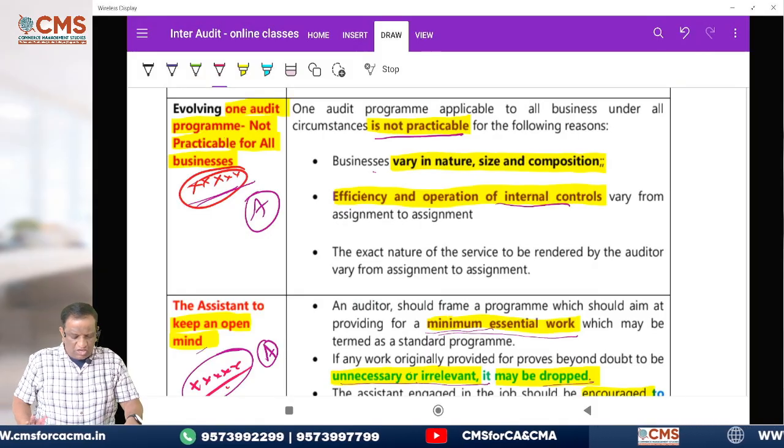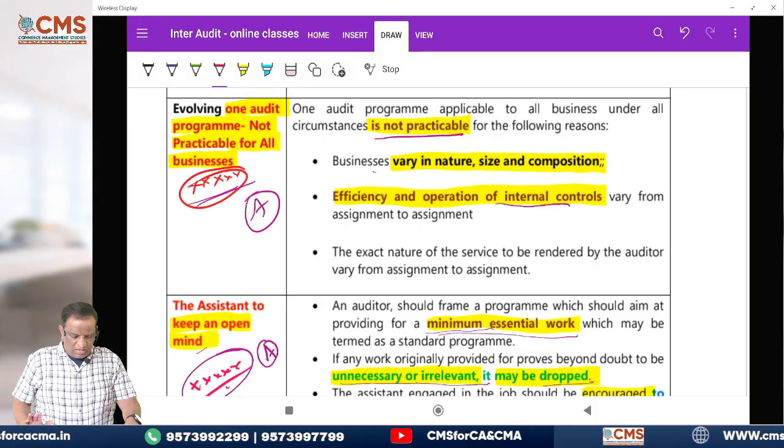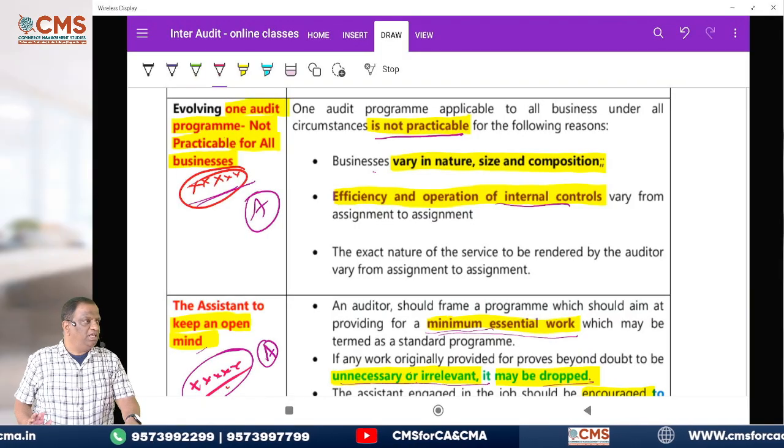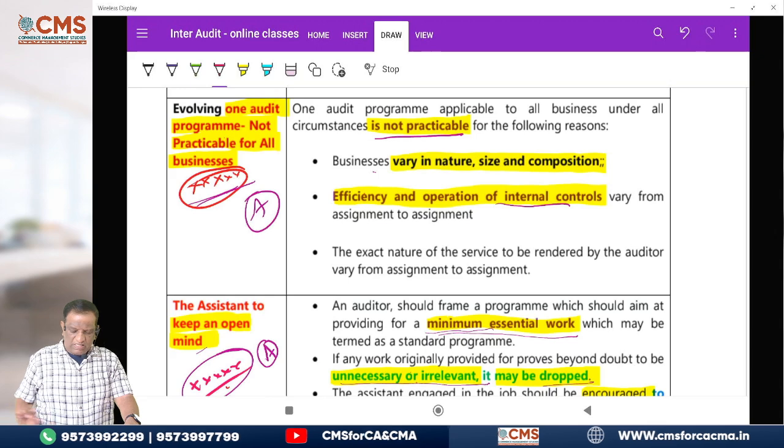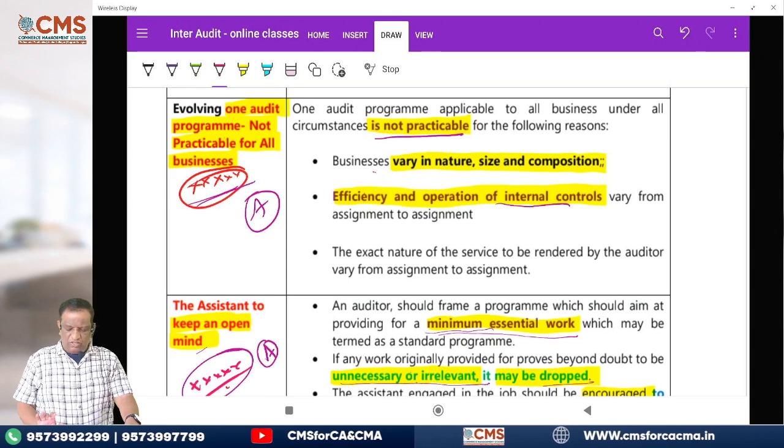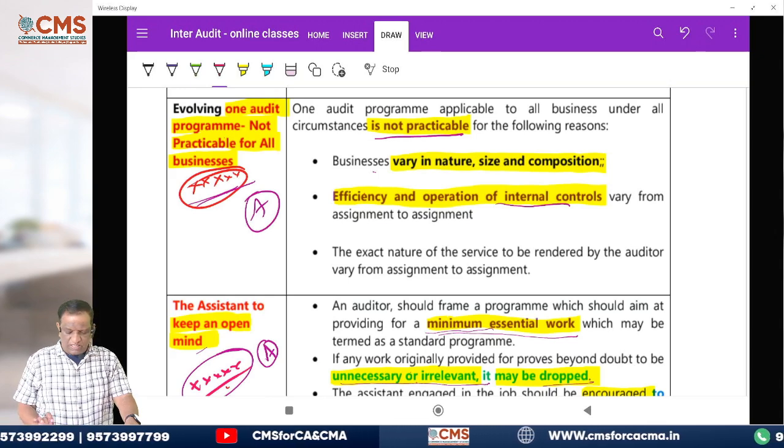So, evolving one audit program, is it practical? Can I make one program which will be suitable for all businesses? The answer is no. It is not practicable to keep one program for all businesses.